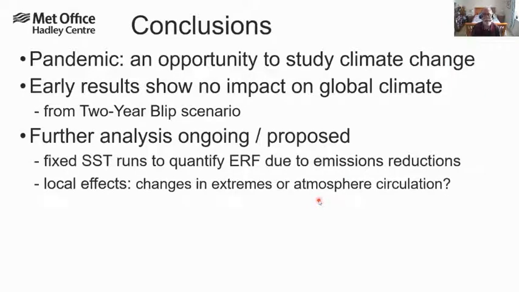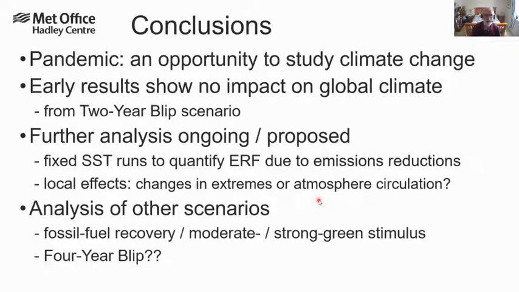We've got further analysis that's ongoing or has been proposed, such as fixed SST runs to quantify radiative forcing due to emission reductions, and some examination of local effects like changes in extremes or atmosphere circulation. There's other analysis of other scenarios that are going on. Those are the ones I showed in the previous slide, and there's been even some talk about possibly maybe 2 years wasn't long enough for what the effect of the pandemic was. Perhaps we should be looking at a 4-year blip. That's all I have to say.